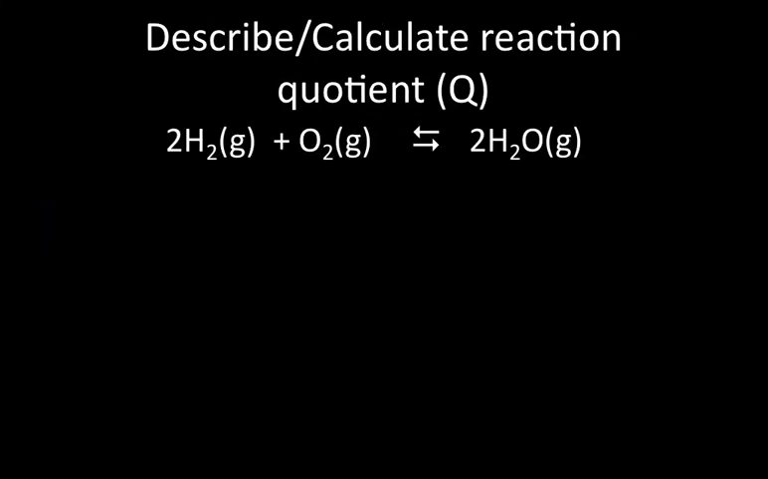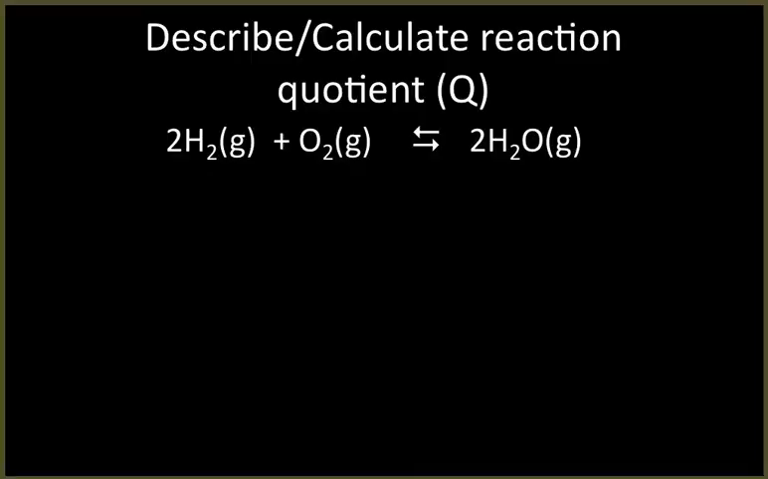When you are setting up a reaction quotient, again, the difference between a K and a Q is that a K is at equilibrium, and Q is any point that's not at equilibrium. Most of the time they're going to call those initial values.